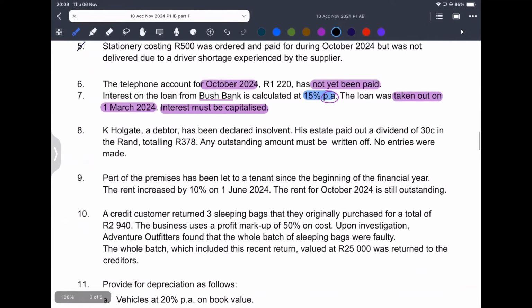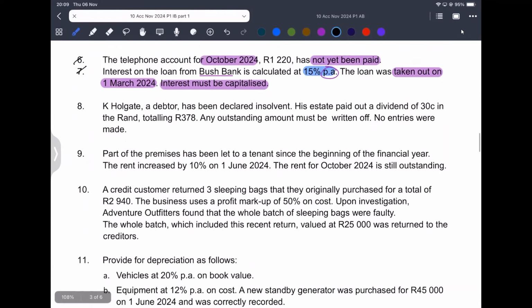We're done with that. So we did number 6, we did number 7. Let's go to number 8. K. Holgate, a debtor. What did this debtor do now? Has been declared insolvent. It means they are unable to settle their short-term debts, right?